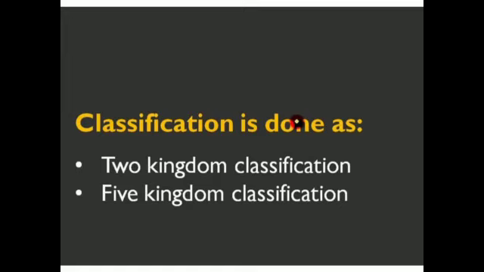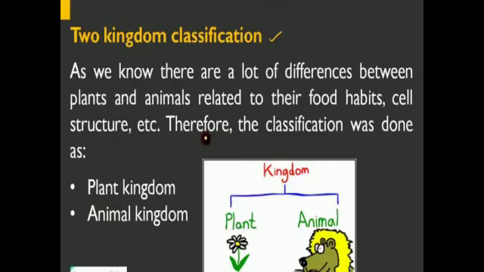So this way, we can classify the organisms based on the characteristics. Classification is done in two ways: two kingdom and five kingdom. Before that, let's study classification and evolution.